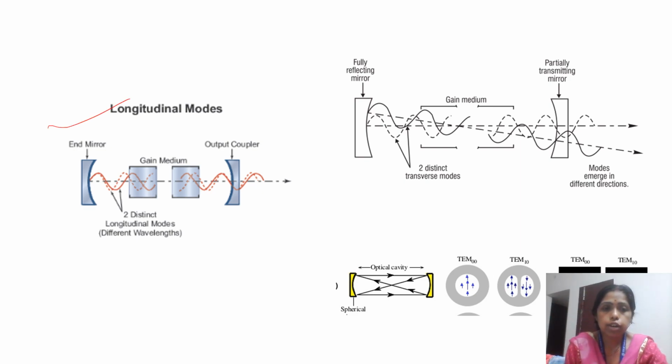Okay, so here you can see this is the longitudinal mode. This is the active media. There will be mirrors; two different mirrors are there. The end mirror, and this is the output coupler. So from this mirror, the output will come out.